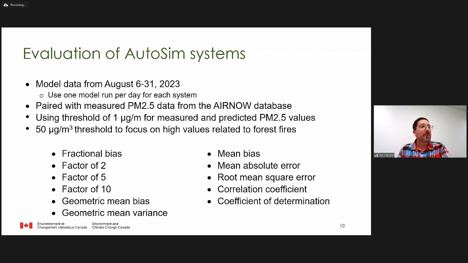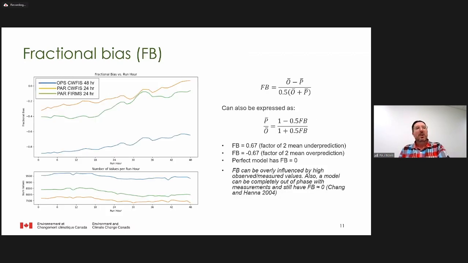The application that we built to evaluate our AutoSim systems calculates a wide variety of statistical indicators, and more can be added very easily. For this presentation, I'm just going to be focusing on fractional bias and factor of 2. Fractional bias can be interpreted as the ratio between the mean predicted and observed values. A perfect fractional bias has a value of 0, and fractional biases of 0.67 and minus 0.67 indicate a factor of 2 mean under and over prediction, respectively.